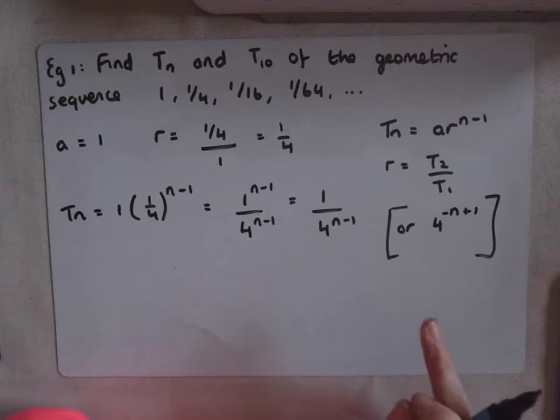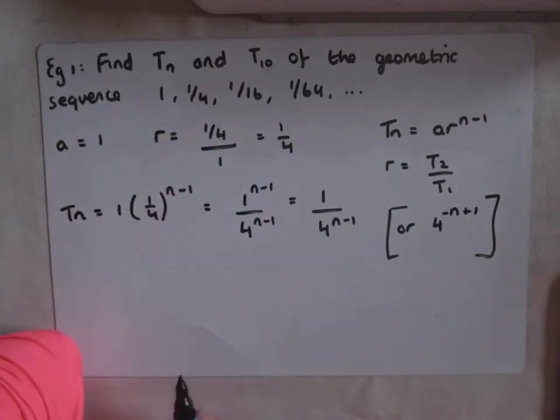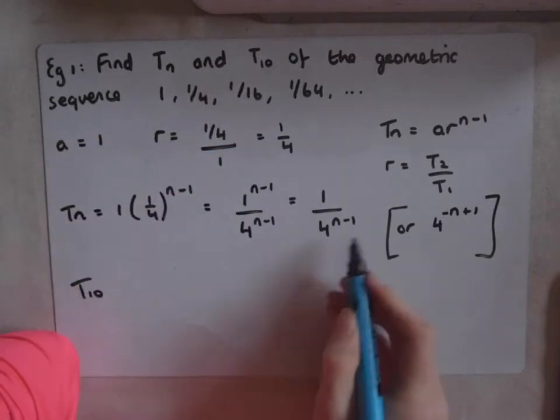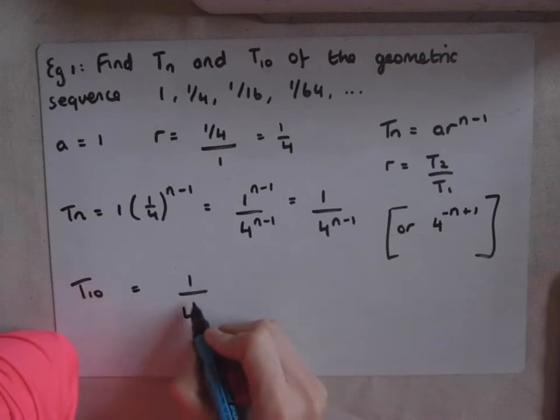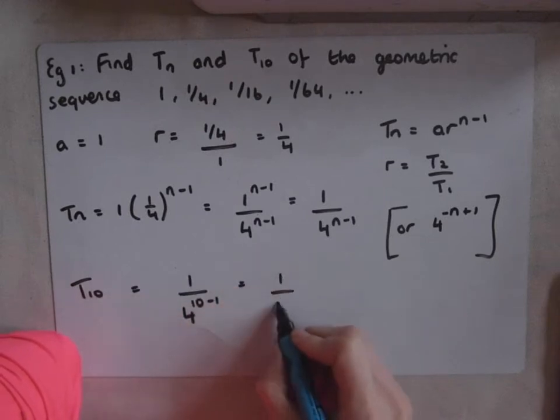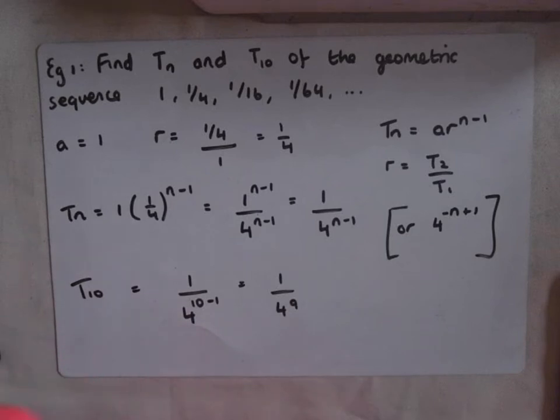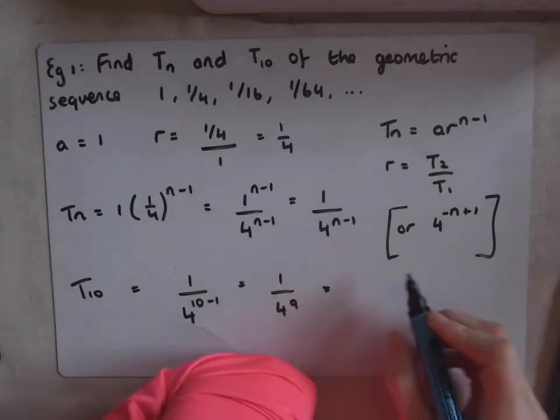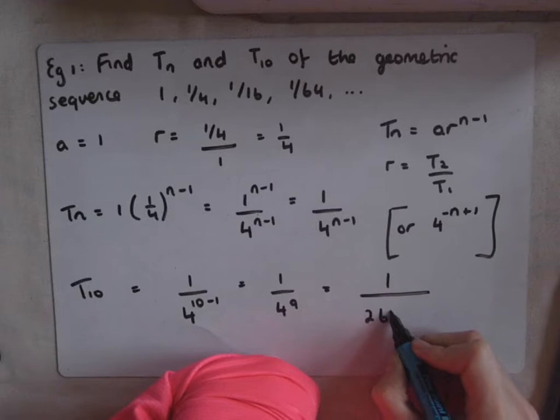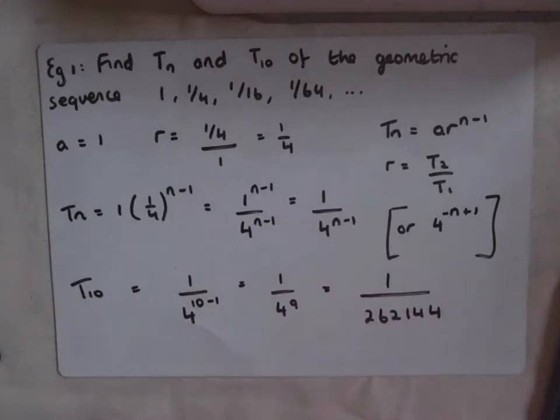Okay? Now, the question is find T10. So if I want T10, all I'm doing is putting in 10 instead of my n. Now, throw it into your calculator, and that's what you get. If it won't go into the calculator with the 1 over, just put 4 to the power 9 into the calculator and get that answer out and throw it on the bottom.